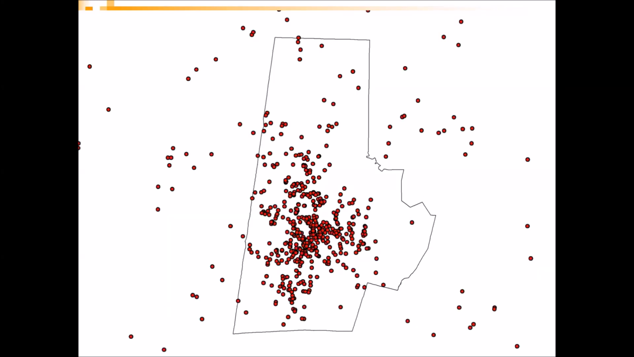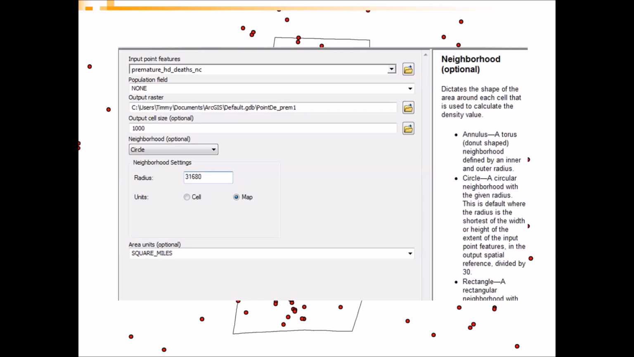So I can create something like this. These might be heart disease death rates. And then I can do input parameters and set a cell size and set up a neighborhood. What's the definition of a neighborhood? We talked about this in clustering. I can set up circular neighborhoods, square neighborhoods. I can set up something called an annulus, which is basically like a donut.